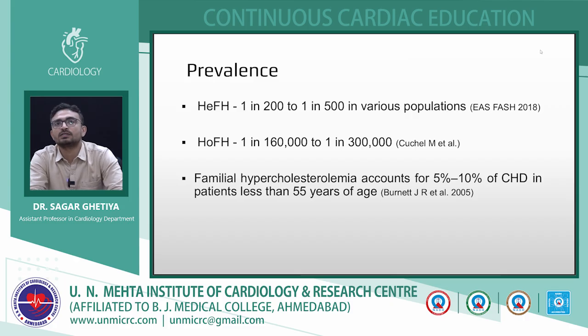Now we will see the prevalence of familial hypercholesterolemia. Heterozygous familial hypercholesterolemia has higher prevalence, with 1 in 200 to 1 in 500, while homozygous familial hypercholesterolemia is relatively rare, with prevalence of 1 per 160,000 to 300,000 according to different studies. Familial hypercholesterolemia accounts for 5 to 10% of coronary heart disease in patients less than 55 years of age.